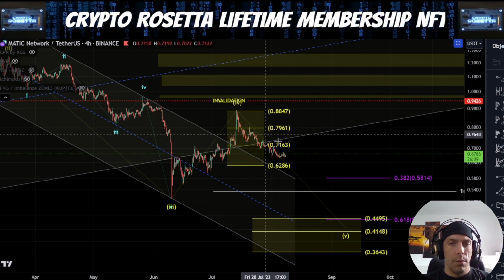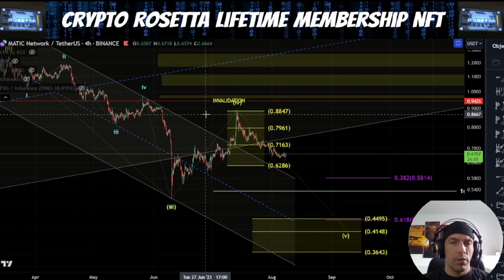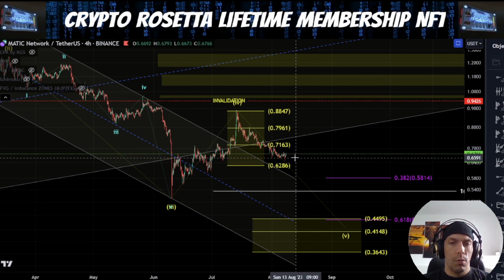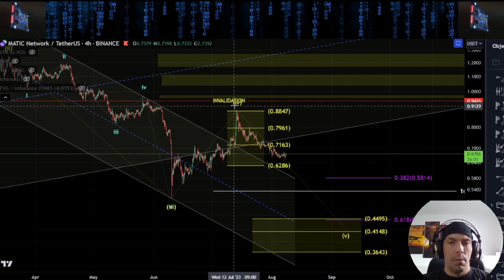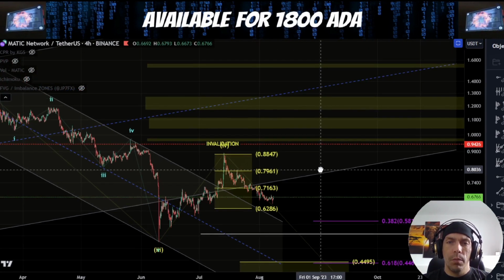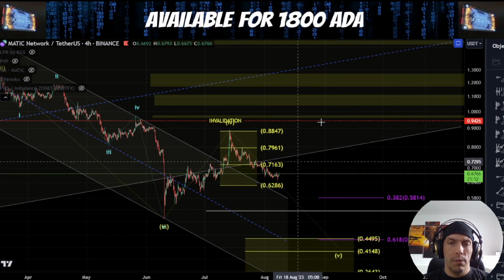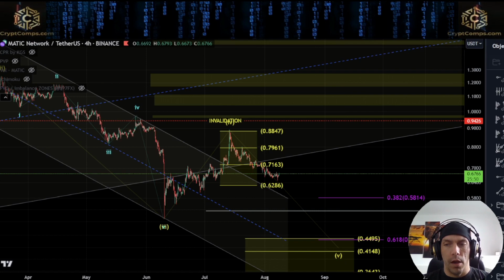We don't have really good structure down at the moment. It is looking quite choppy and overlapping, so it is looking more corrective down. What I want to see here is whether we actually manage to take these highs. If we do manage to take these highs, then the probability becomes that this move actually completed into this point here, and that we're looking for this bigger corrective structure to the upside.